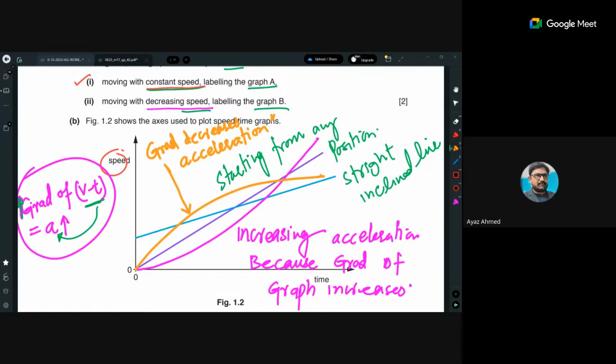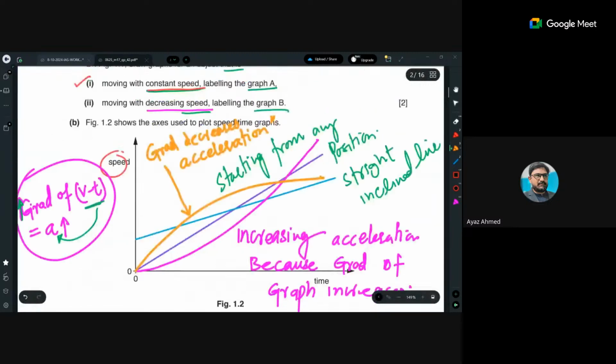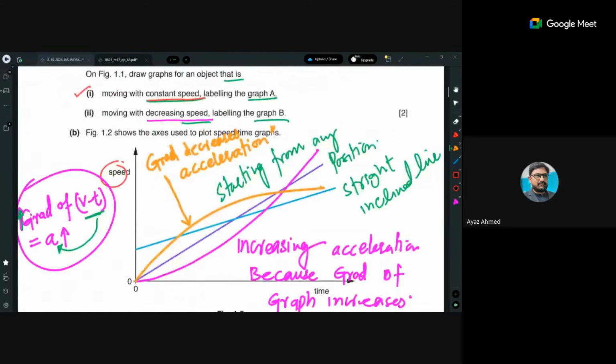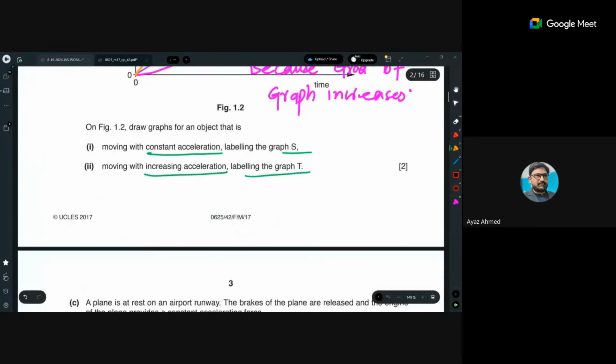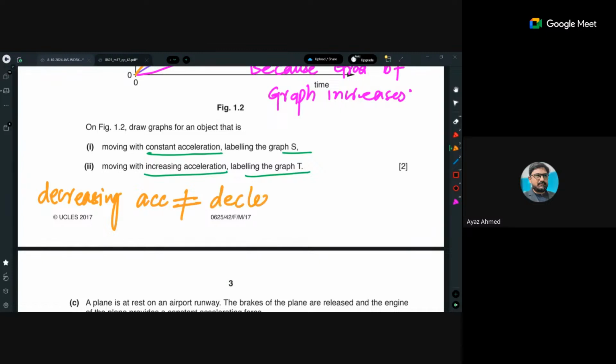No, no. Who told you this thing? Decreasing acceleration is not deceleration. Look, decreasing acceleration is not equal to deceleration. Just make it clear. Zainab, what is the difference between the two?